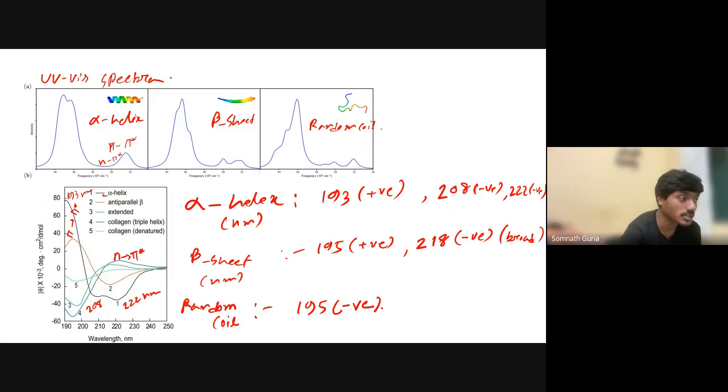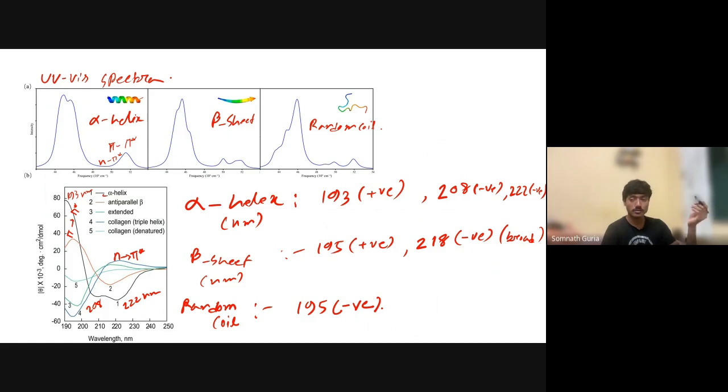In the beta sheet, there is a characteristic peak of the n to pi star transition around the broad 218 nanometer region, and that should be negative. And the 195 nanometer pi to pi star transition is positive. The random coil initially has some defined positive value, around the 200 to 220 nanometer region, near the 210 nanometer region, there is a positive hump over there.